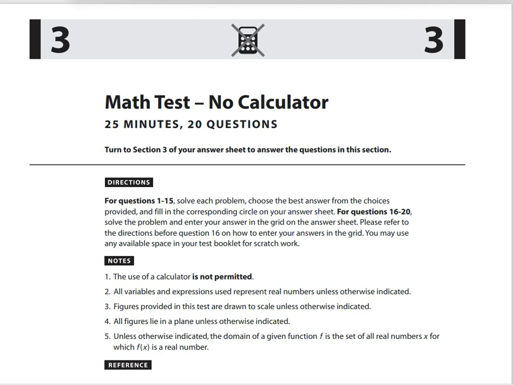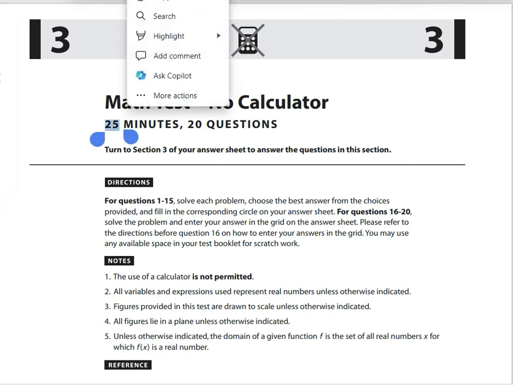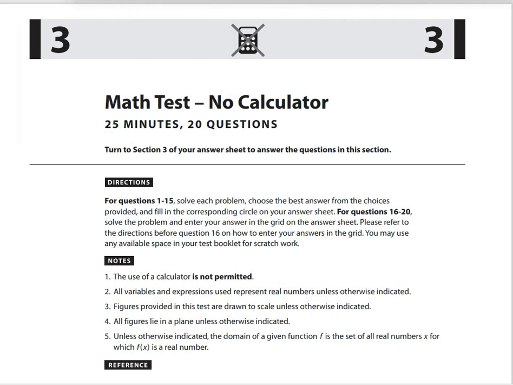Okay, so this is the practice test for the no calculator section for the math test on the SAT. It's section 3 on the SAT, and this is the first part you'll see when you take this test. I encourage you to get yourself familiar with what this test looks like. First thing you'll see, time limit: 25 minutes and 20 questions. And this is section 3, so make sure you're bubbling in the correct section of your answer sheet.